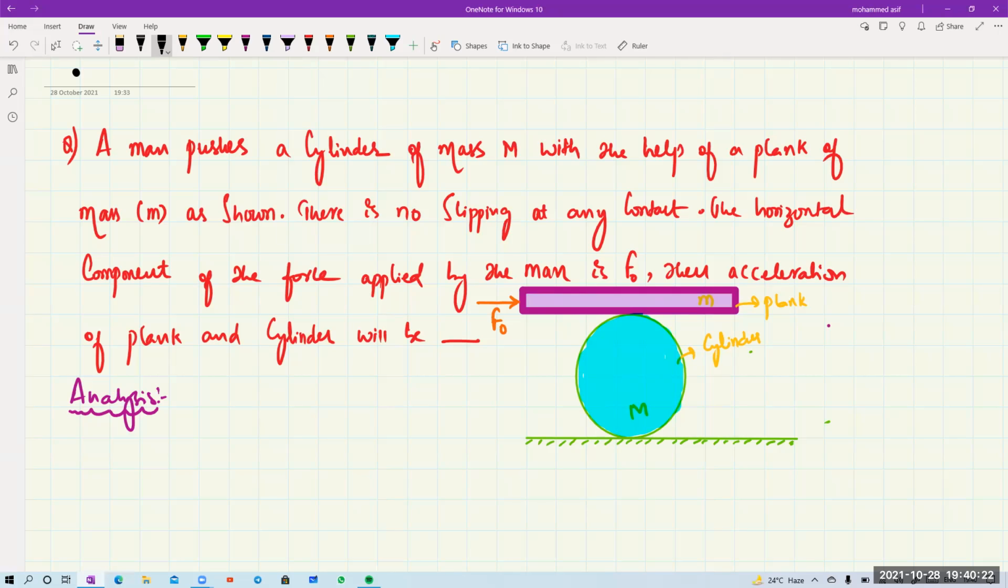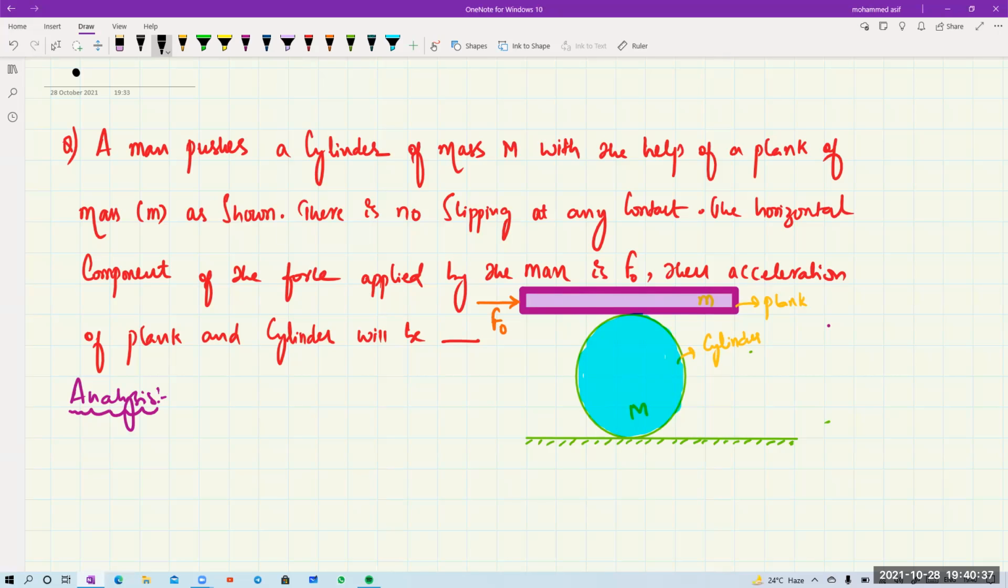I already told you in the previous section what we mean by slipping, pure rolling, and sliding conditions. The horizontal component of the force applied by the man is F naught. See the figure. On the plank we are applying a force of F naught. Then the acceleration of the plank and the cylinder will be equal to how much?